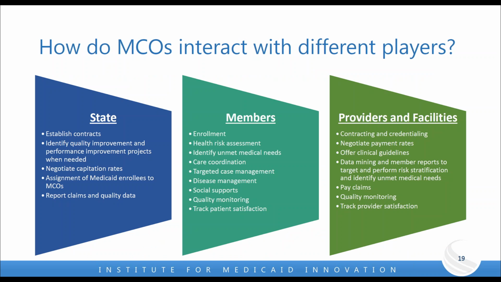MCOs have three main relationships. One is with the state, one is with their members, and the other is with providers and facilities. I want to focus on the last two relationships specifically, members and the providers and facilities. MCOs are often required by the state to provide specific services to their beneficiaries. This includes health risk assessments, care coordination, chronic care and disease management, and quality monitoring.